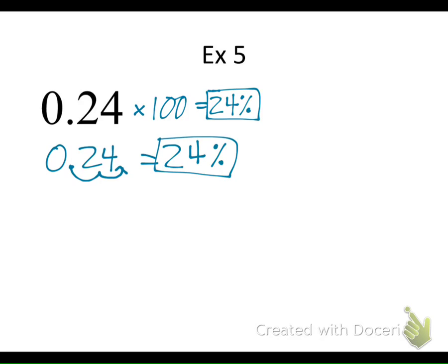I do want you to have both ways written in your notes, times 100, and when you move the decimal point. Again, when you get to homework and other things, quizzes and whatnot, don't write both. Just write whichever works best for you. Okay?